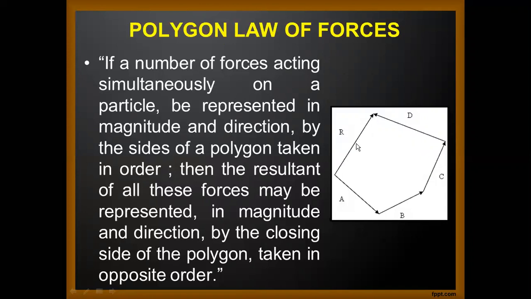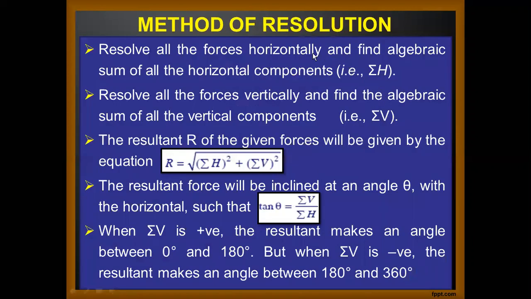So to get the resultant when a number of system of forces are acting, you draw a polygon, and the resultant should be drawn by the closing side of the polygon, which will be in the opposite direction. Next, what is the method or the steps we have to follow for the resolution of the force?